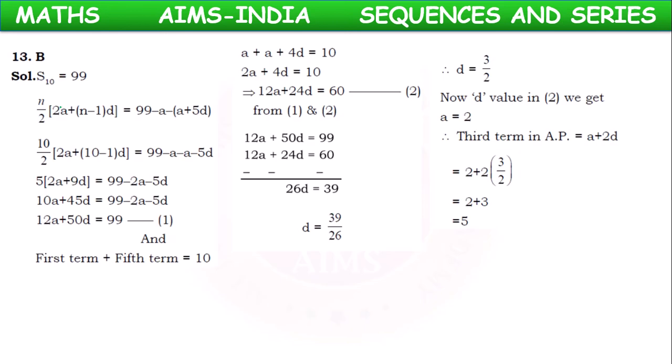Let the sum of 10 terms S10 equal to 99. But the formula for the sum of n terms is n by 2 into 2a plus n minus 1 into d. 2a plus n minus 1 into d equals 99 minus 1.